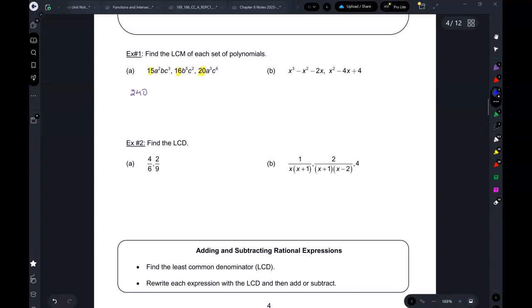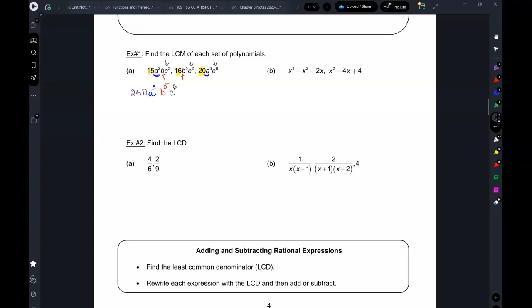We have some a's here. I have an a squared and I have an a cubed. If you have the same base but different exponents, you have to take the one with the higher exponent. Now I have a b to the 5. Between the two of them, I take the one with the highest exponent. And then I have a c cubed, a c squared, and a c to the 6th. You guessed it, we're going to take c to the 6th because that's the highest exponent. That would be the LCM.